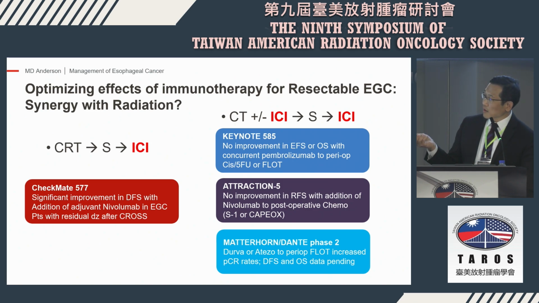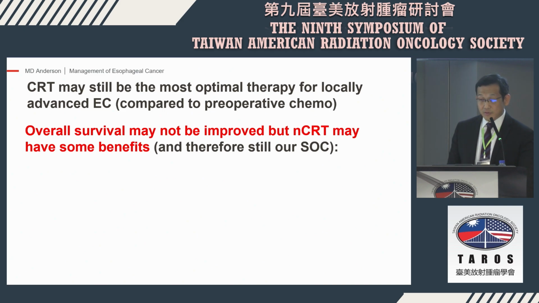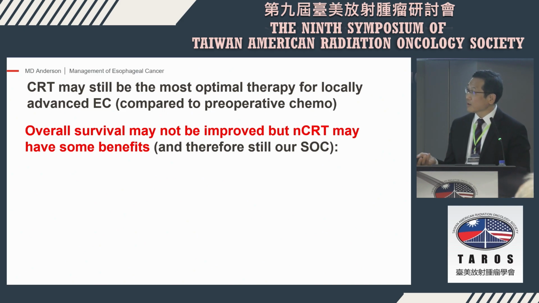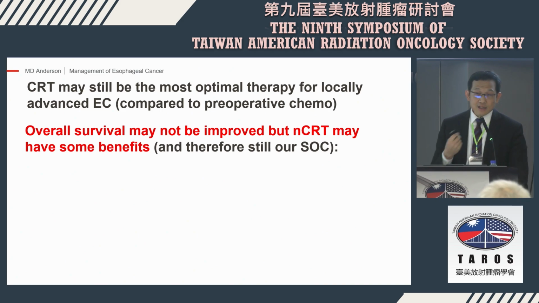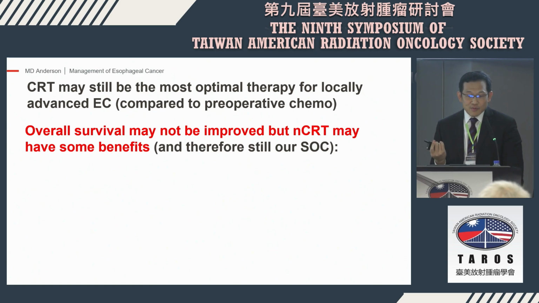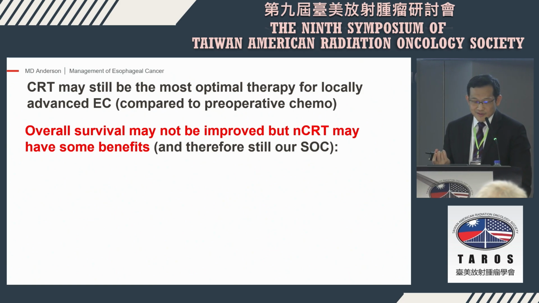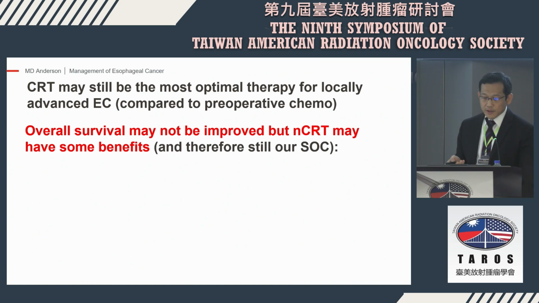So really, adding immunotherapy to chemotherapy does not necessarily improve outcome. The only thing that improves outcome right now is adding immunotherapy after chemoradiation. So that begs the question, which one is still superior? Well, at least as a radiation oncologist, I believe chemoradiation is still the most optimal management of these patients. Overall survival may not be improved, and I don't believe in the ESOPEC trial. I think the ESOPEC trial has a lot of limitations at this point. So overall survival may not be improved, but you have to look at new agents, at the newer studies.